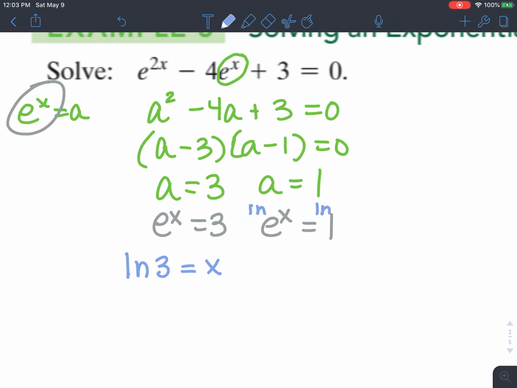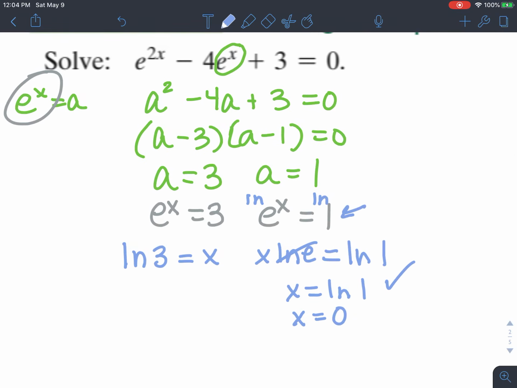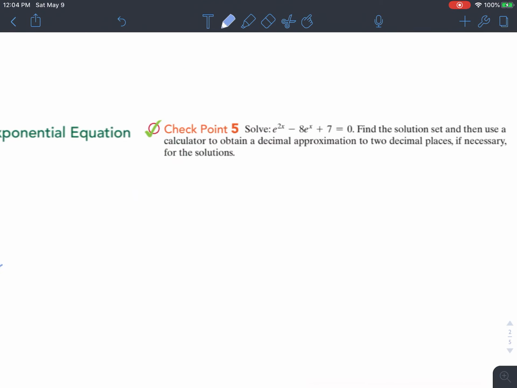I'll do it the other way over here, though. If we took the ln of both sides, I'd get x ln e equals ln 1. ln e is 1, so x equals ln 1. But ln 1 is 0. You have to know that. Or if you look up here at this gray line, e to the what is 1? Well, it would have to be 0, because anything to the 0 is 1.